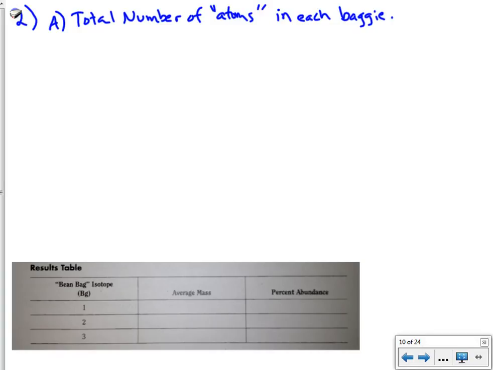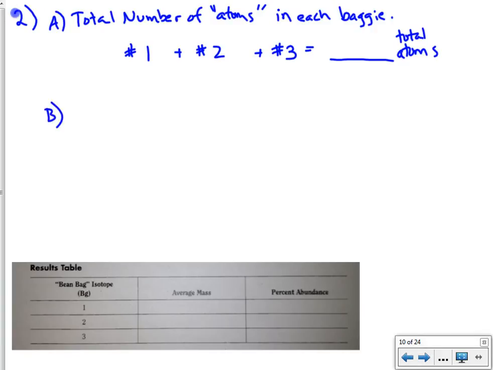And this is where you'll show the work that you have recorded in your data table. It should be the number of beans in sample number 1 plus the number of beans in sample number 2 plus the number of beans in sample number 3, and you'll have some total number of total atoms.